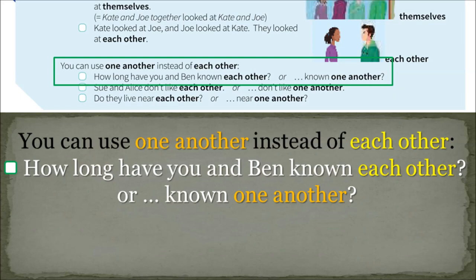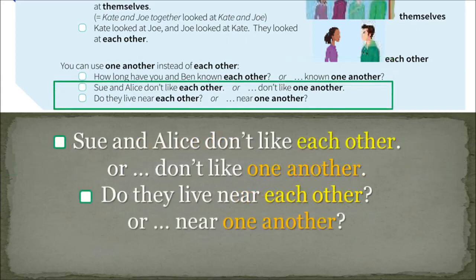You can use one another instead of each other. How long have you and Ben known each other? Or, how long have you and Ben known one another? Sue and Alice don't like each other. Or, Sue and Alice don't like one another. Do they live near each other? Or, do they live near one another?